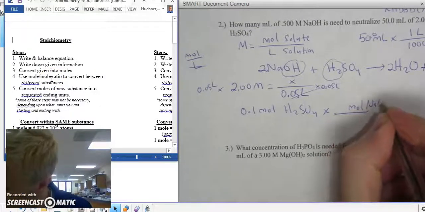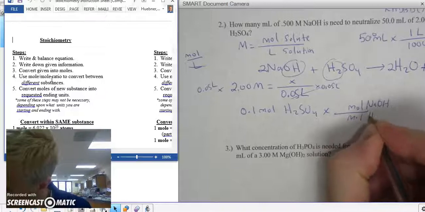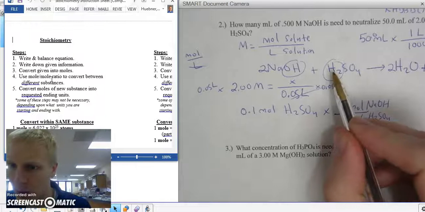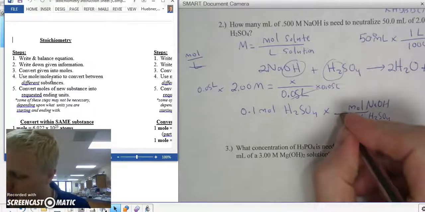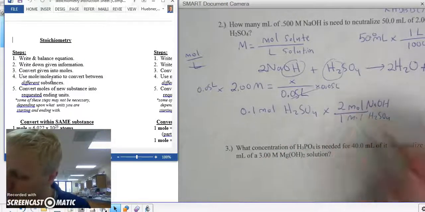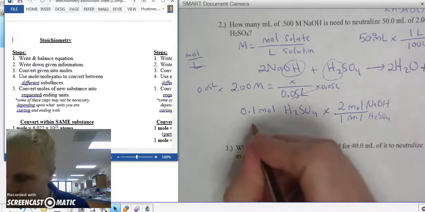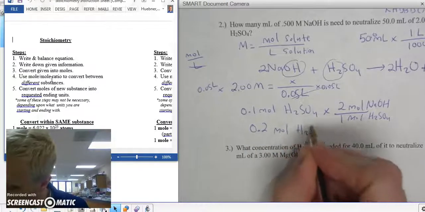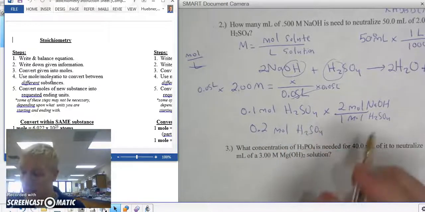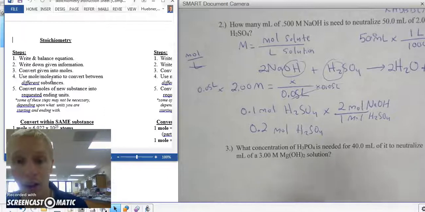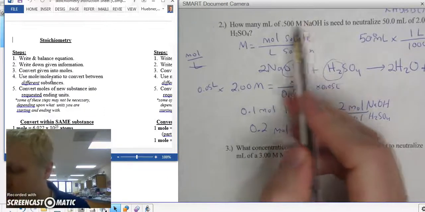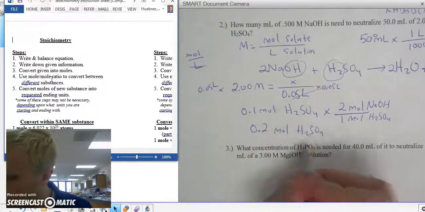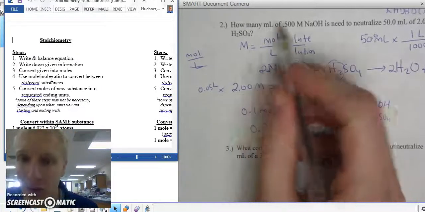Moles of NaOH over moles of H2SO4. And I've got 1 mole of H2SO4 on the bottom and 2 moles of NaOH. 0.1 times 2 gives me 0.2 moles of NaOH. But we're not done yet, because it asks for how many milliliters of NaOH we have if it's a 0.5 molar solution. So now I'm going to plug these moles back into the molarity equation.